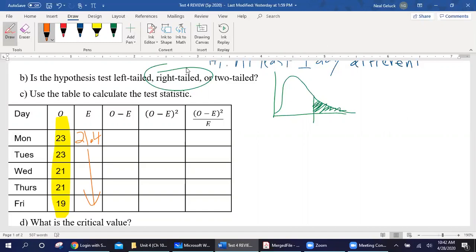Then I run through all of these calculations, step by step, observed minus expected, to give you these results. Some of them are negative, though. The way we take care of that is we square everybody. That will give me the next column.